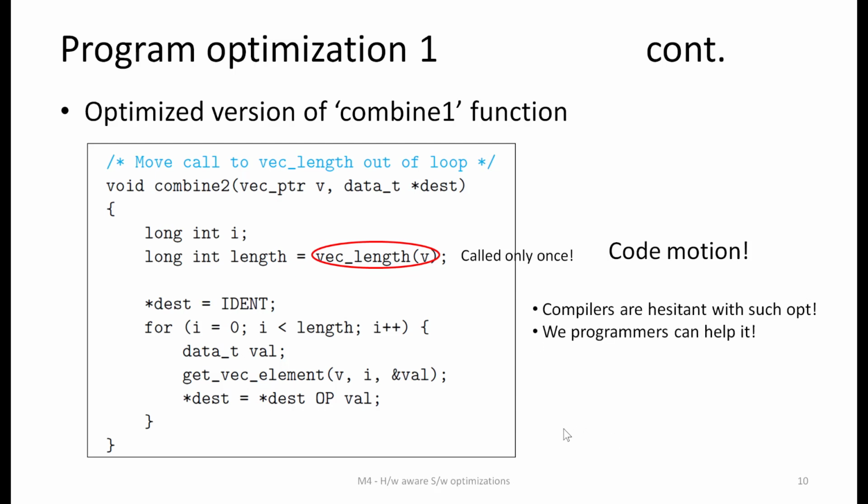As we have already seen, compilers are very conservative whenever they look at function calls. So they wouldn't ideally do away with such an optimization. This is where we can help it.